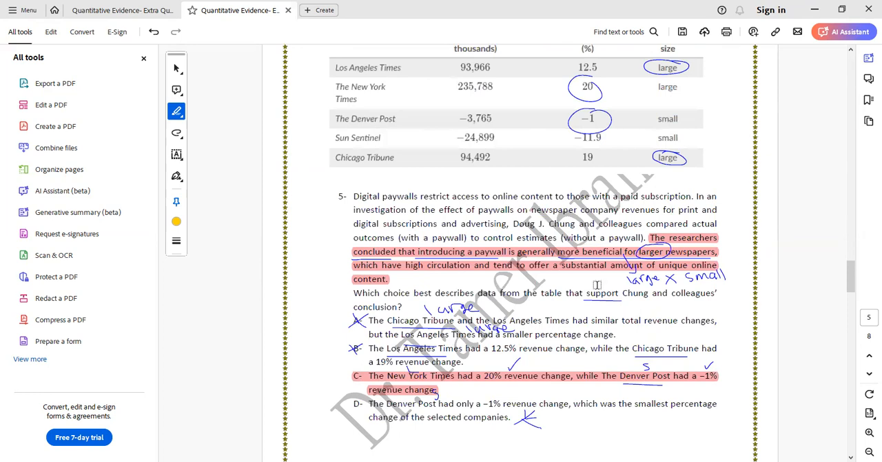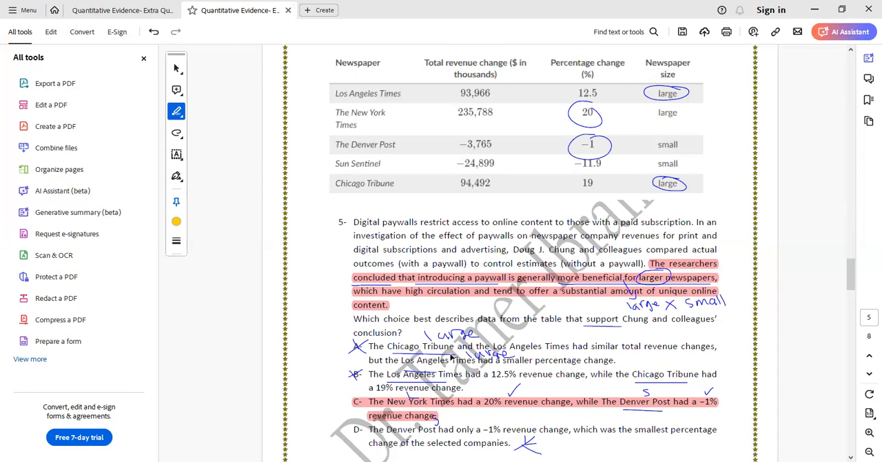Question 5. I need to support Young and colleagues' conclusion. Let's find. The researchers concluded that introducing a paywall is generally more beneficial for larger newspapers, which have high circulation and tend to offer a substantial amount of unique online content. Take care, here there is a kind of comparison. We compare that it's beneficial for larger. So if I want to support it, it's going to be not beneficial for smaller. Let's find. The Chicago Tribune and the Los Angeles Times, both of them are large.